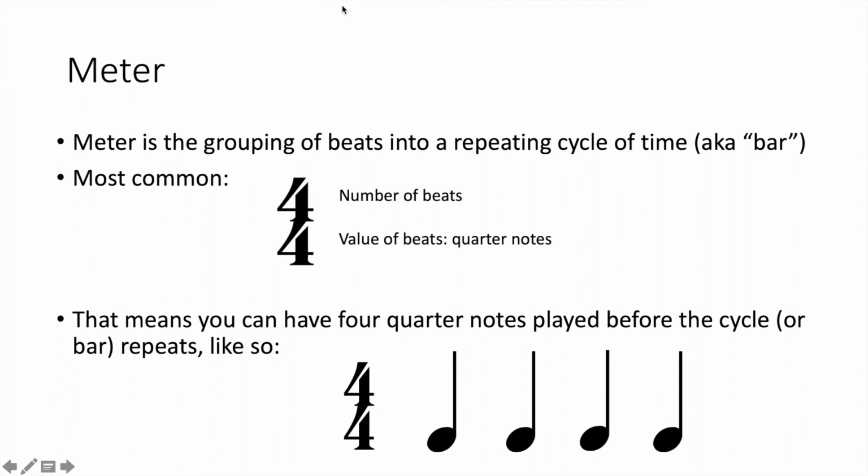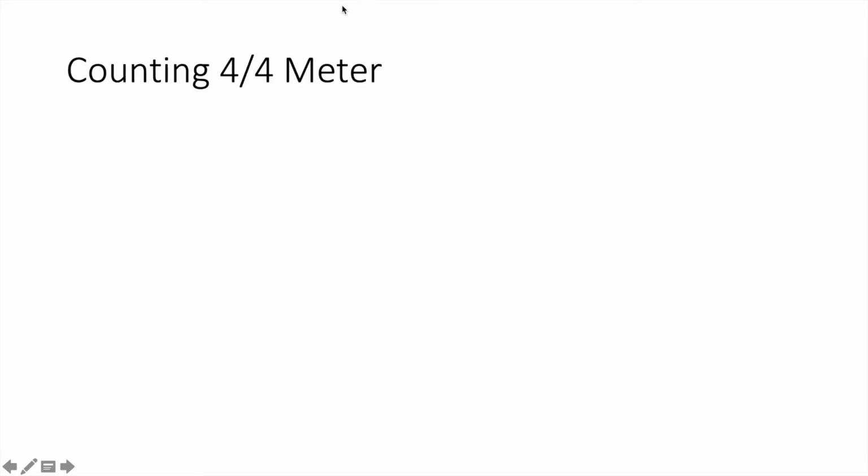So in applying the meter, that means you can have 4 quarter notes played before the cycle repeats. And it would look something like so there in the bottom center of your screen. So it looks great, but what does it mean? Let's figure out how to count 4/4 meter.